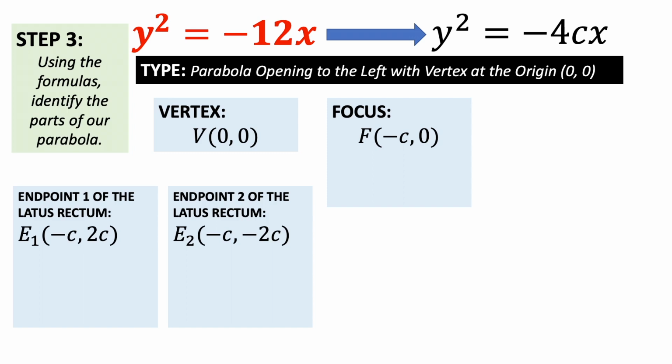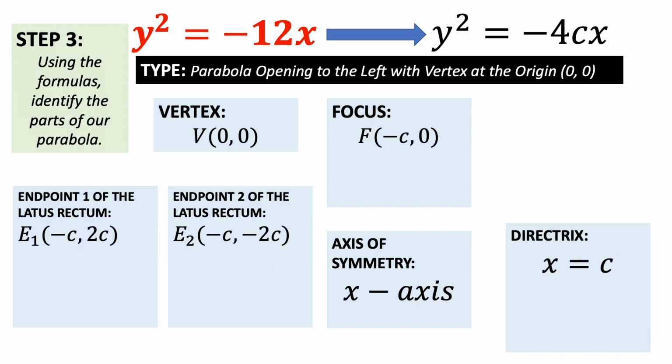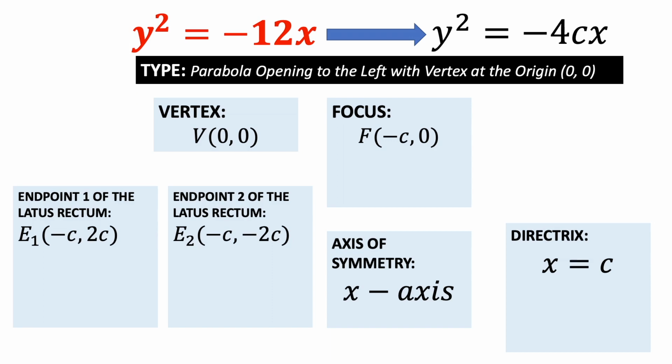Since our parabola opens to the left and has vertex at the origin, its axis of symmetry is the x-axis. Finally, we will obtain the equation of the parabola's directrix using the formula x equals c. You will observe by now that we need the focal length to determine the coordinates of some parts of our parabola. We will solve for the focal length in step number 4.